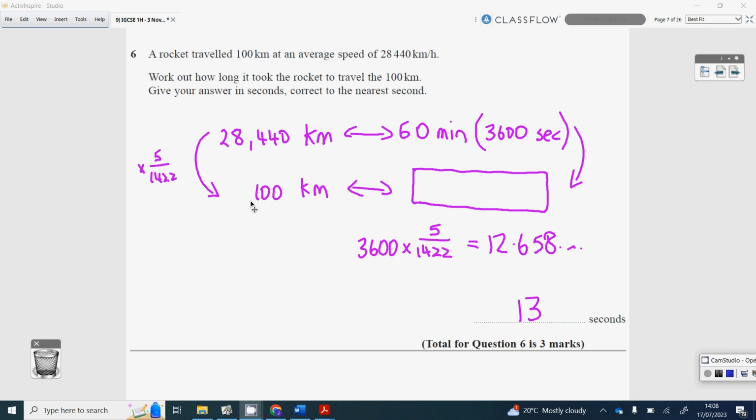So we just need to use our proportional skills here. How do we go from row 1 to row 2? What do I multiply this by to get 100? So I've just popped into my calculator 100 divided by 28,440, and that gave me 5/1422. So to go from row 1 to row 2, I multiply by 5/1422. So that's what I multiply the distance by. That's also going to be what I multiply the time by. So 3,600 multiplied by 5/1422 gives me 12.658 ... seconds. So to the nearest second, that's 13 seconds.